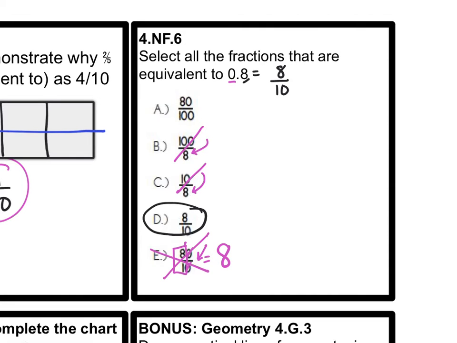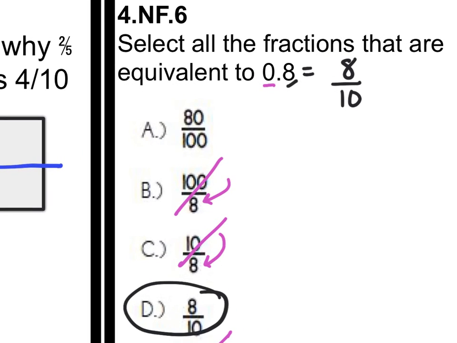So E is also not going to work. And last but not least, I have A. A looks tricky because it looks like it's 80 hundredths, which it is, but if I pull off the 0 here and the 0 here, what I'm left with is 8/10. And so A is also equivalent.